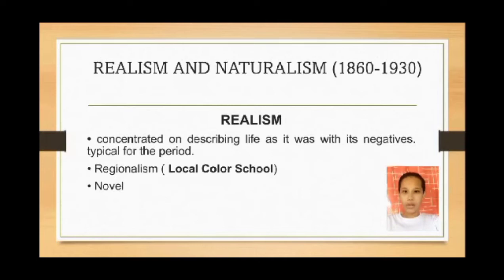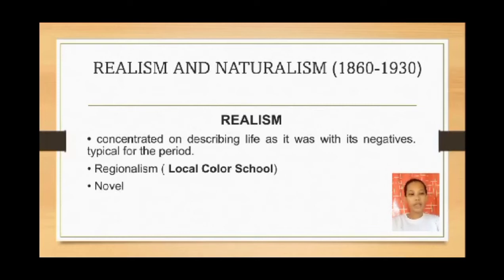So what do you mean by local color school? Local color school is any group of authors who describe the customs and specifics of particular regions. To put it simply, during the realism period, the writers were focusing on describing life negatively, and one of the main genres was the novel.